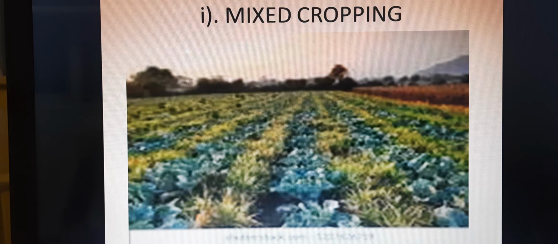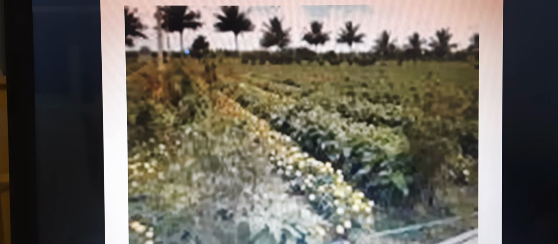Some plants may be harvested after 30 days, someone will repeat after 40 days or after 50 days. Whenever one crop is harvested, that is, we collect one particular crop, then another crop will get enough space and they can grow nicely. This is another slide of mixed cropping. You see farmers are growing different types of crops mixed in a single field to get more production.